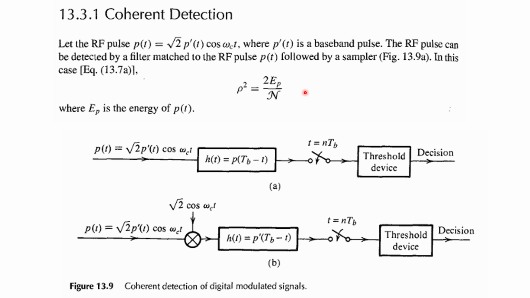Clear? So how will you detect? Your p(t) goes through the transfer function, then the sample and hold, and then the threshold device that makes the decision.